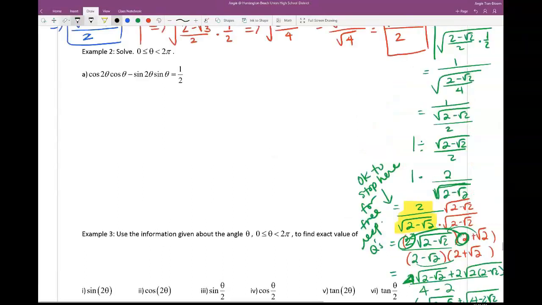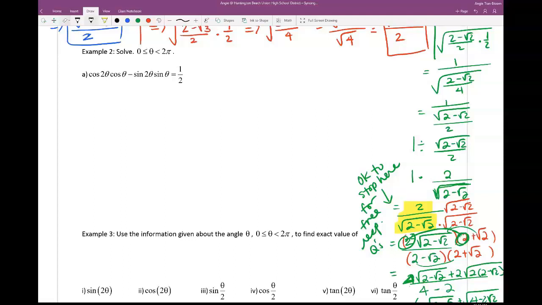All right, so example 2 in 7.6. Solve for theta in between 0 inclusive and all the way to 2 pi not inclusive. Okay, so there's only one question in example 2. Cosine of a double angle, so cosine 2 theta times cosine of theta minus sine of 2 theta times sine of theta equals 1 over 2.